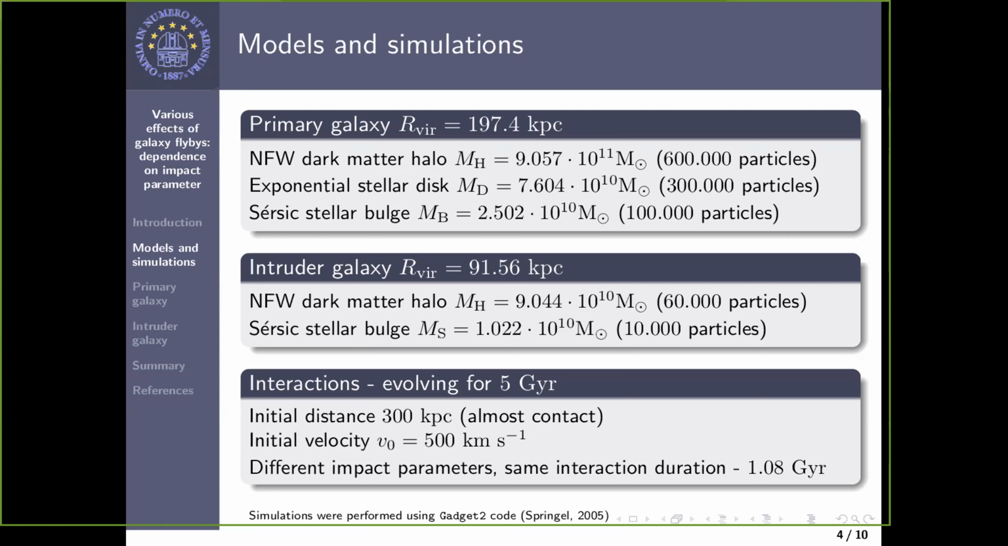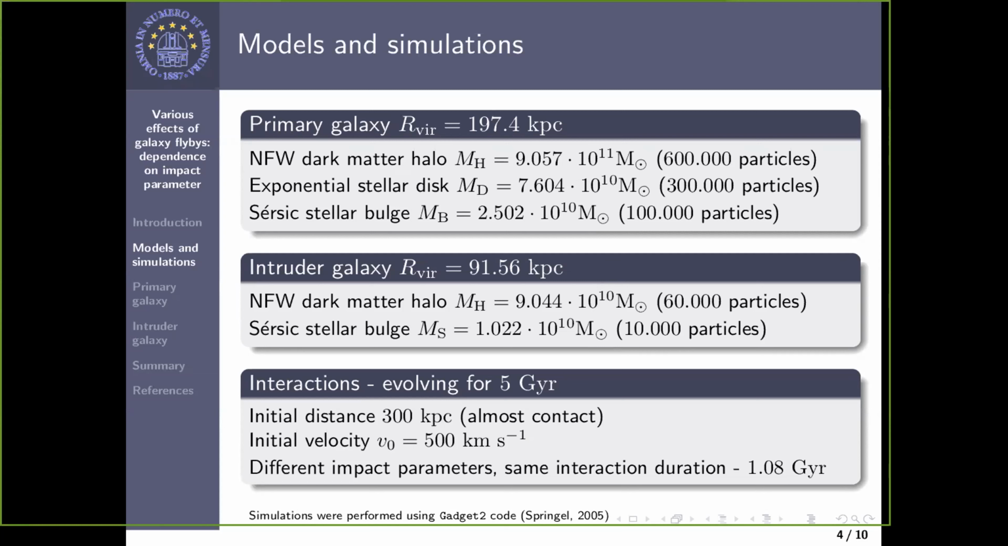Interaction simulations were evolved for 5 billion years, and initial conditions are set to an initial distance of 300 kiloparsecs, so an almost contact system, with an initial velocity of 500 kilometers per second, which is slightly larger than the most typical one, but it still falls into the expected range of common velocities.